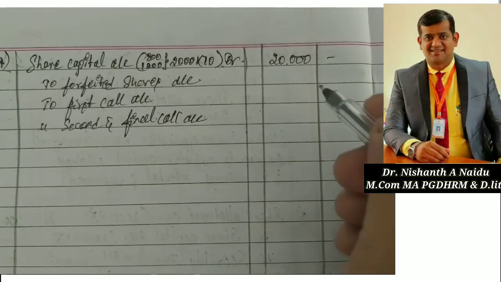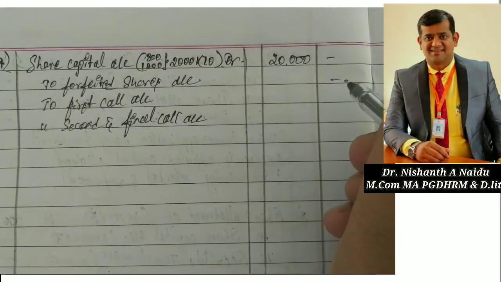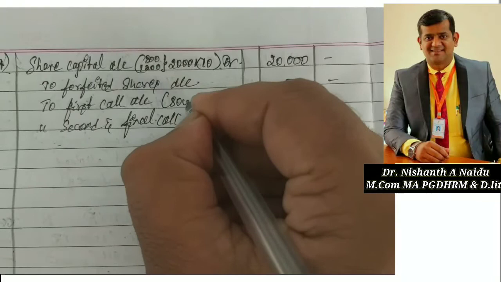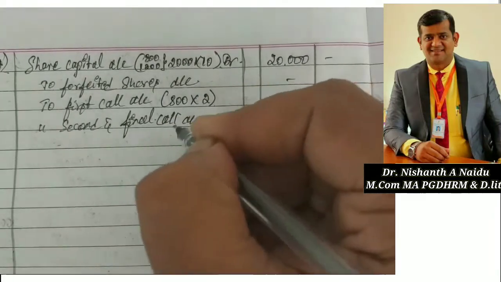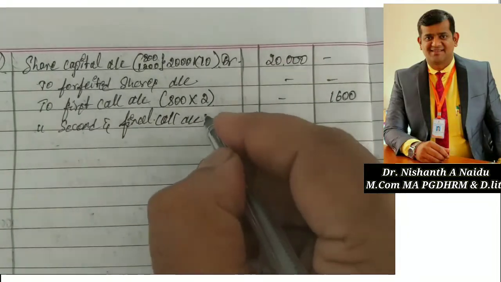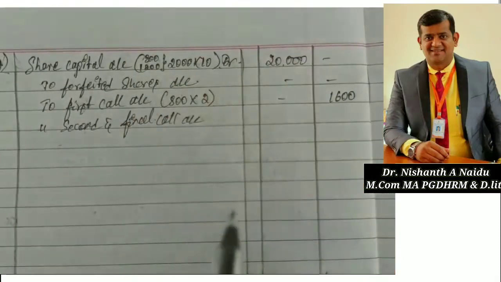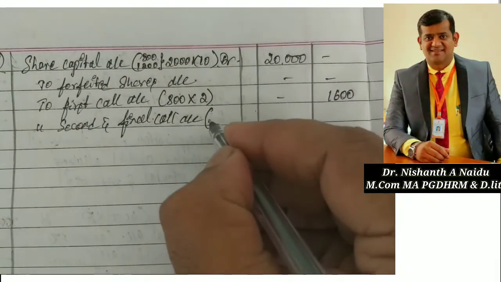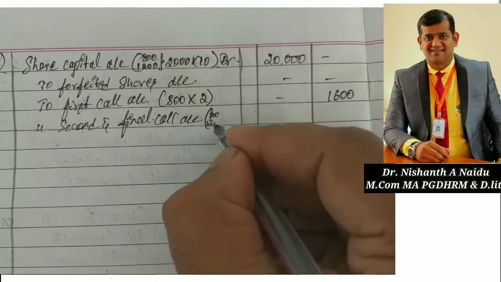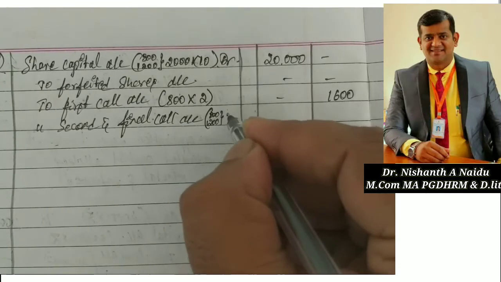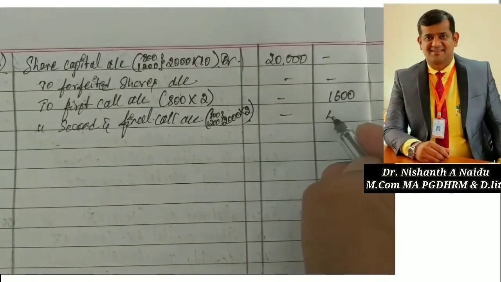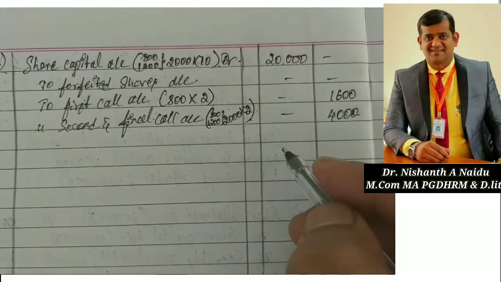Forfeited shares account, we literally don't know, so we have to calculate, right? So let us calculate that. Then first call, who has failed to pay first call money? That is 800. What is the amount of first call? 2 rupees, correct? So 800 into 2, 1600. Because only Mr. Arvind failed here. So in the second call, Arvind and Babu, both of them have failed. So that is 800 plus 1200, that is 2000 into 2, so that comes to 4000 rupees.